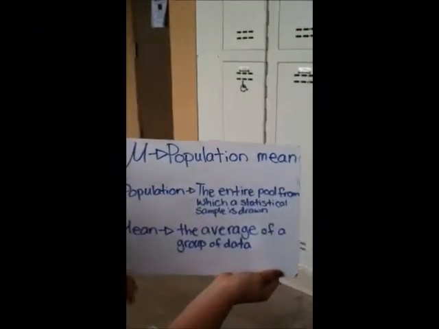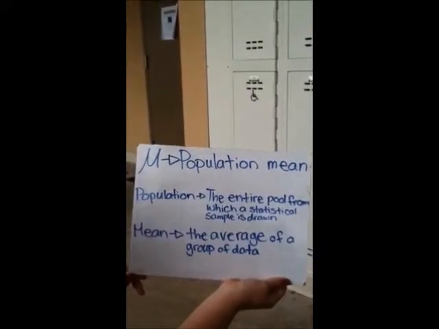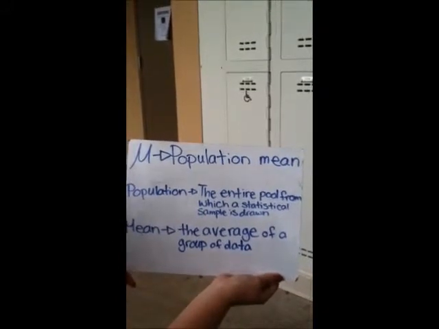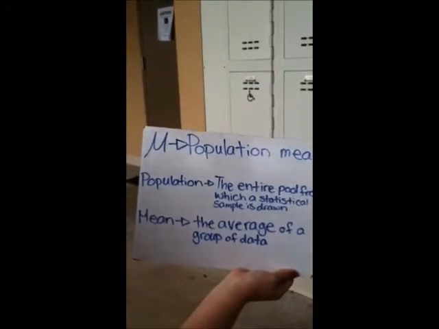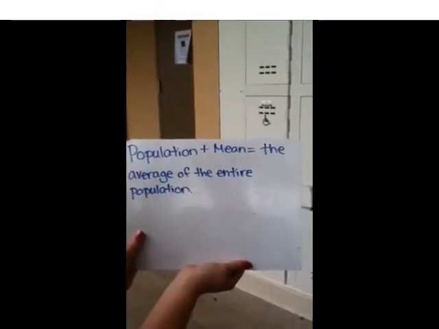This symbol means the population mean. The population is the entire pool from which a statistical sample is drawn. A mean is the average of a group of data. So a population mean is the average of the entire population.